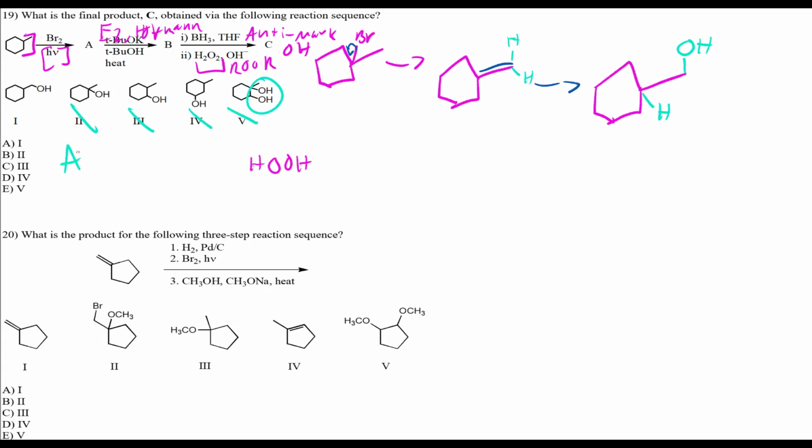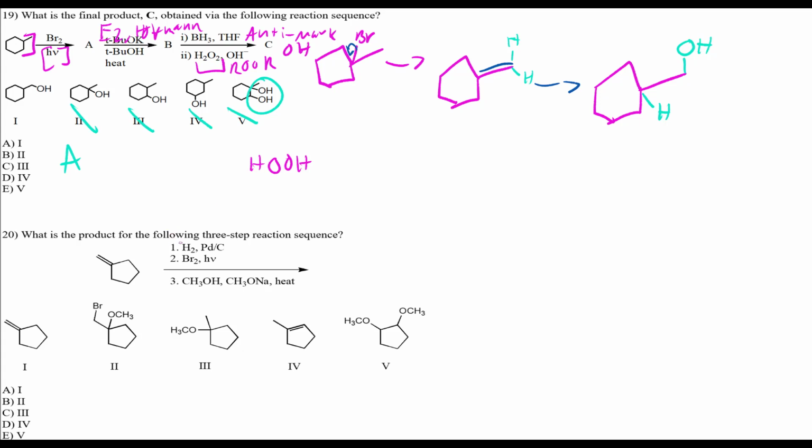That should be A. So whenever you're doing these types of questions, just break it down into segments, okay? First, do your radical reaction. Then do an E2 Hofmann elimination. And then after that, do an anti-Markovnikov alcohol addition, right? Hydroboration. Not too bad, pretty simple.